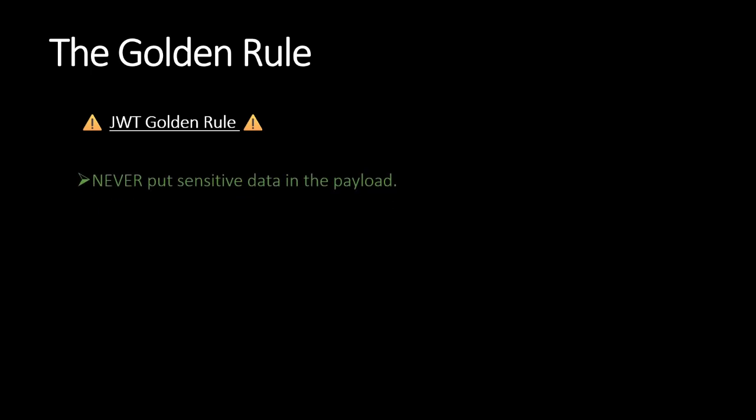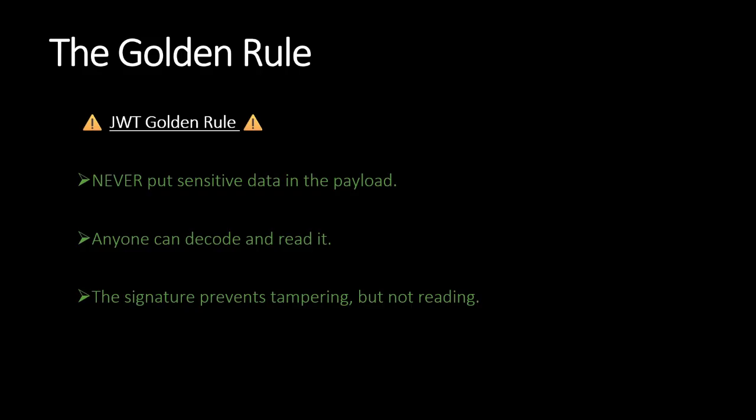So here is the golden rule. The payload is just encoded, not encrypted, so never put sensitive data in the payload. Anyone can decode it and read the contents of the payload. So never put sensitive data like a password or credit card number in a JSON Web Token. The signature provides integrity, not confidentiality. Hence, the data that you want to store must be carefully analyzed.